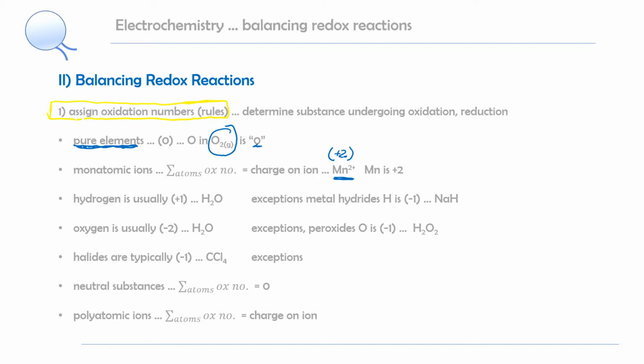Very simple. Hydrogen. Okay, hydrogen is usually +1 in the vast majority of substances. The only exceptions are if you have hydrogen with a metal. Those are metal hydrides. In that case, hydrogen is -1. So if you're looking at hydrogen in water, its oxidation number is +1. Okay, if you're looking at hydrogen in sodium hydride, it's -1.